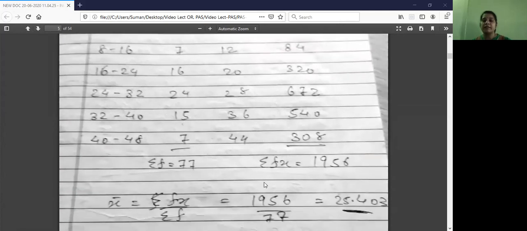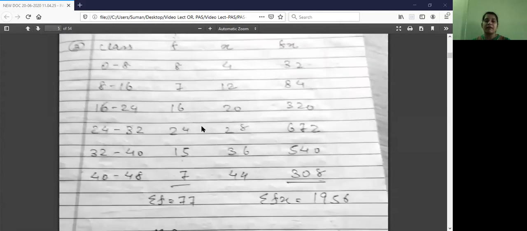So for finding the arithmetic mean x bar, we have fx. Okay, fx is what? 8 into 4, 7 into 12, 16 into 20, 24 into 28, 15 into 36 and 7 into 44. So we get the summation fx as 1956, and the value of summation f is what? Sum all the numbers, so summation f is equal to 77.